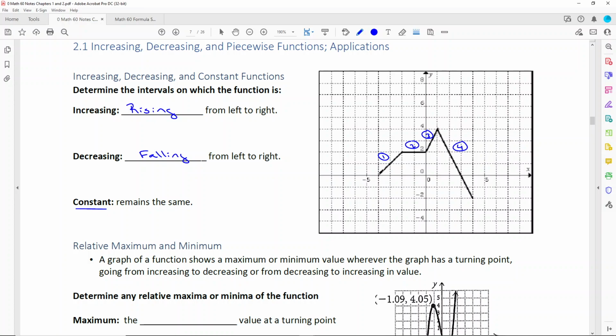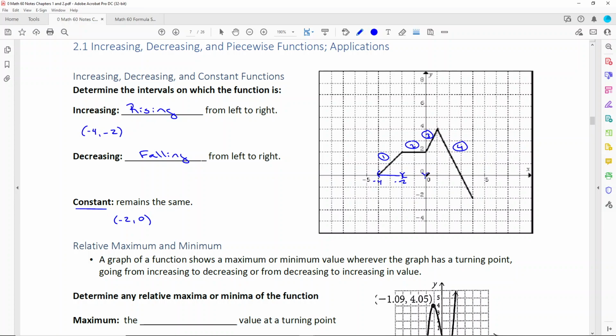So the first interval is from -4 to here, which is -2. So something is happening between -4 and -2. The graph is rising from left to right, so we're going to say the graph is increasing. So it's increasing over the interval -4 to -2. Section 2, nothing's changing, which means the graph is staying constant. So the graph is staying constant between -2 and 0.